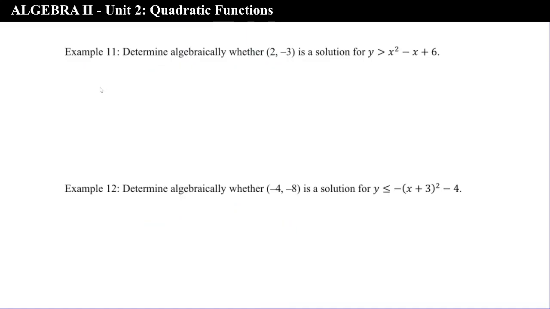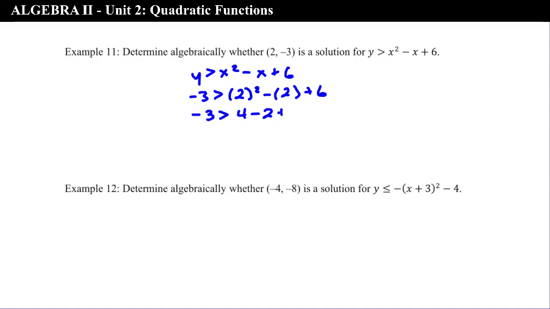All right, a couple more of these. This one we have y is greater than x squared minus x plus 6. y is negative 3. x is 2. So we're just going to substitute that in. So you end up with negative 3 is greater than 4 minus 2 plus 6. So negative 3 is greater than 8. And that is a false statement. So since that is a false statement, (2, -3) is not a solution.